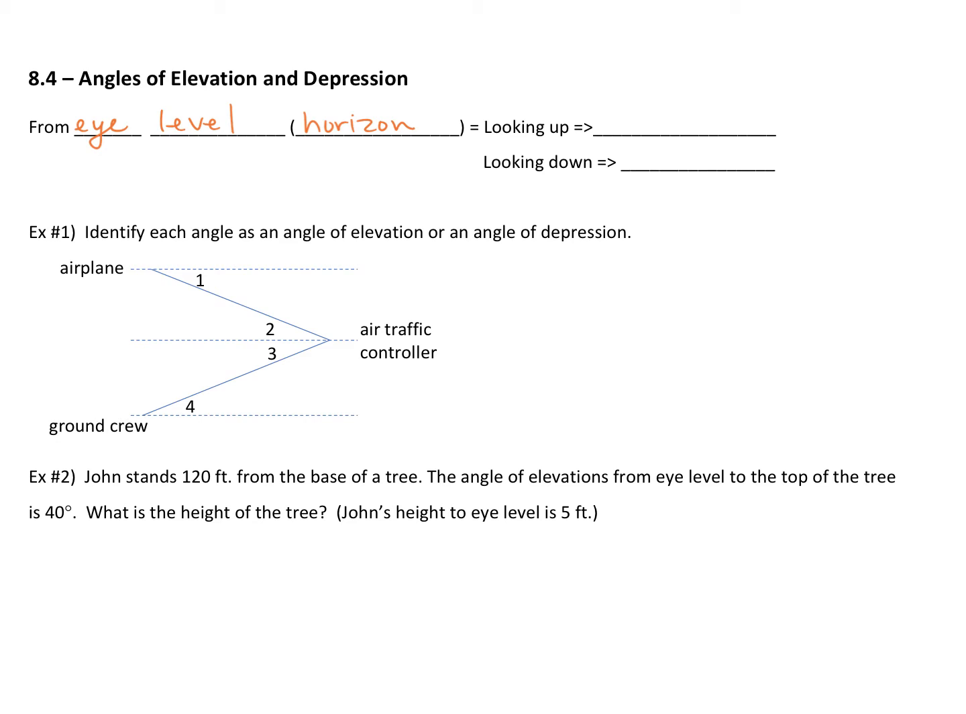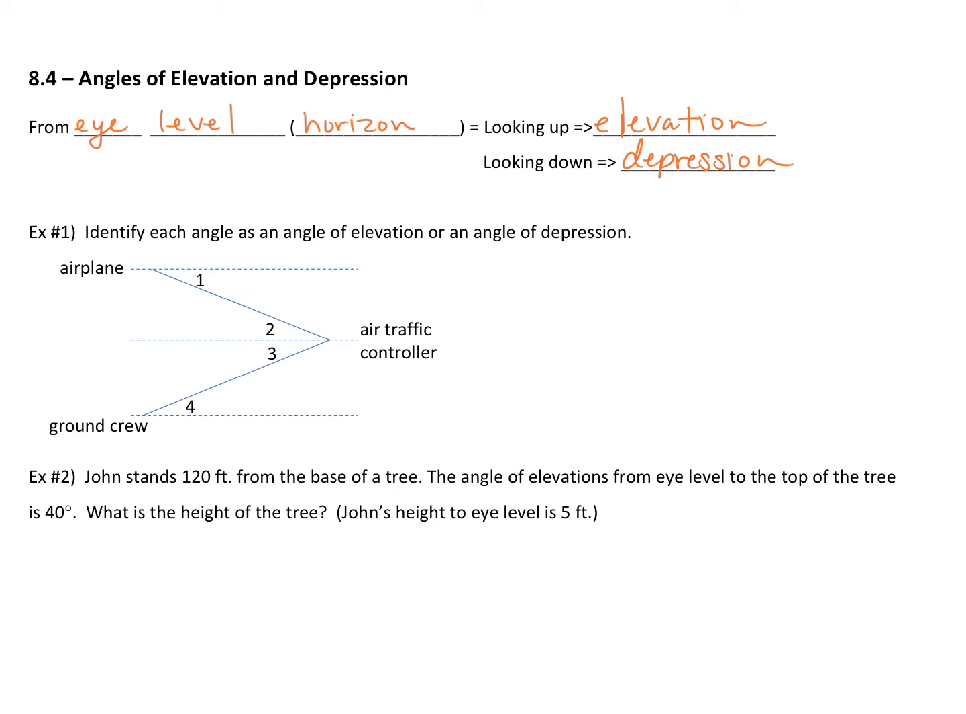So from eye level, looking out on the horizon, if you look up from there, would you expect that's an angle of elevation or depression? Elevation, right? When you look up, you elevate your eyes. That's an angle of elevation. Whereas if I'm looking out at the horizon and I look down from there, we usually say if someone is feeling depressed, they're feeling down, right? We're looking down, angle of depression. So elevation, up; depression, down.